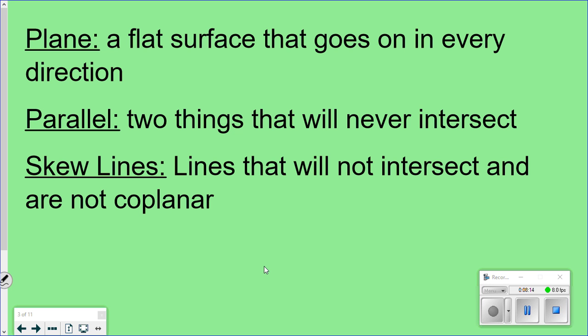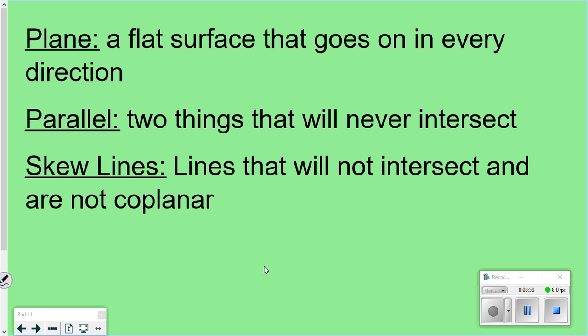Skew lines. Skew lines are the hardest thing to understand for students. Skew lines are two lines that lie in different planes. Okay, so let's talk about this line here, and maybe this one up here, and they are never going to meet. Yeah, they might cross, but they might be this far away from each other.